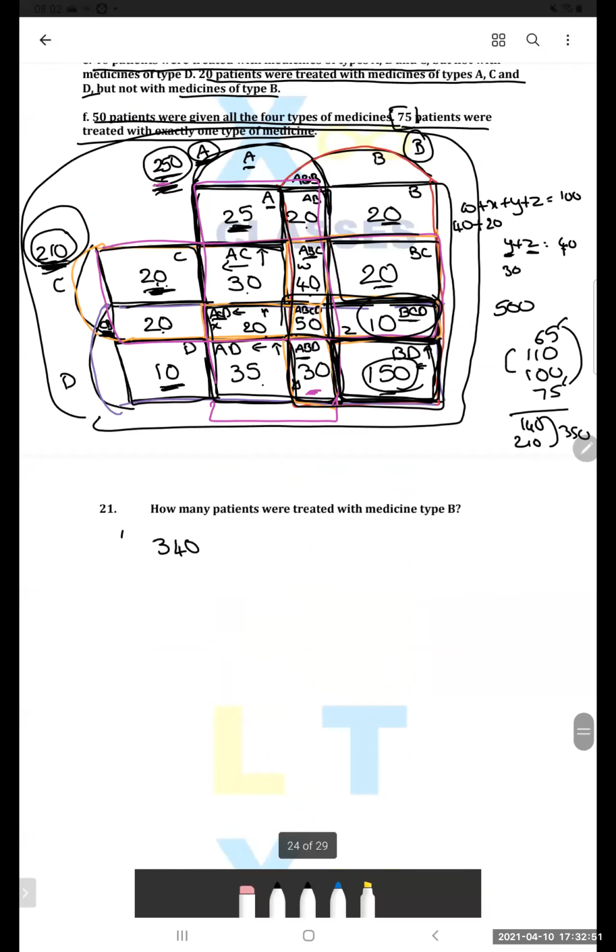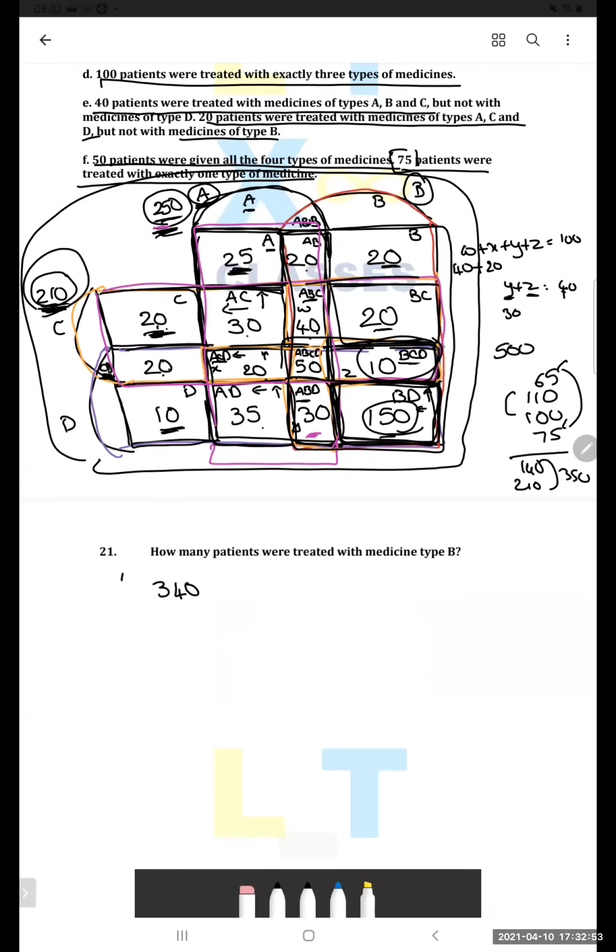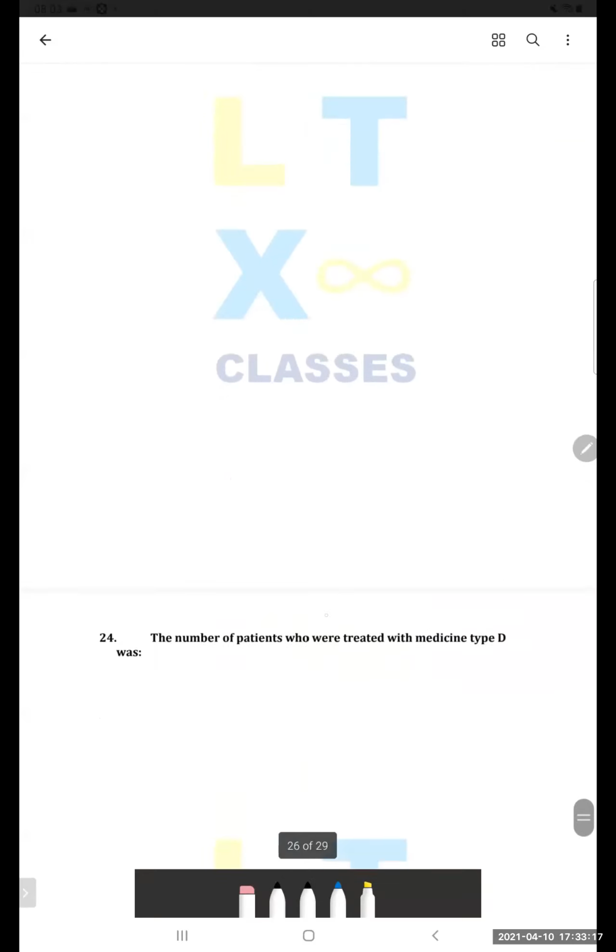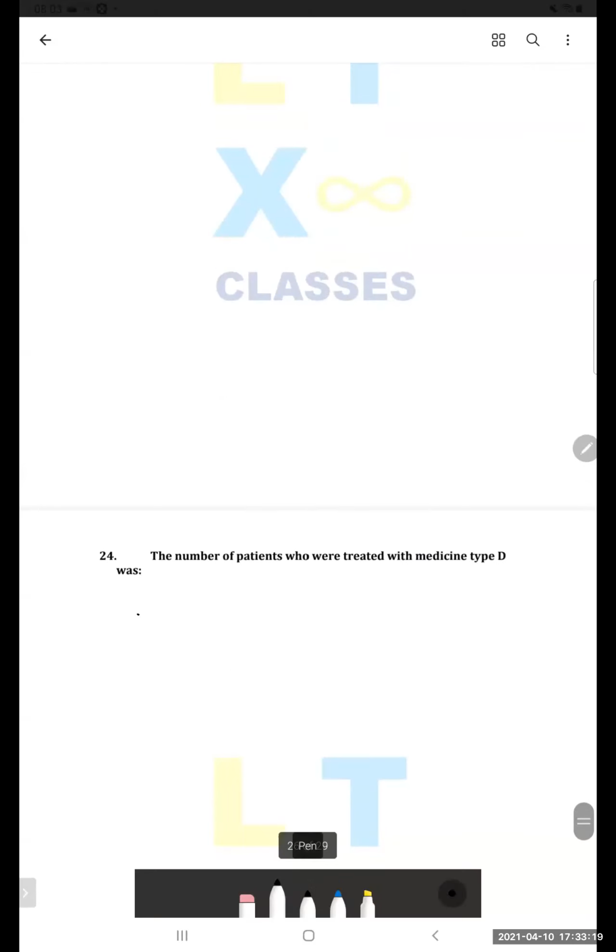Medicine type D. How many patients were treated with medicine type D? What would that be? Isn't it the summation of this entire grid? For D, the summation of this entire block, right? 325, sir. Good. 325. Superb. You guys are good at additions. I could see that. 325. That's it.